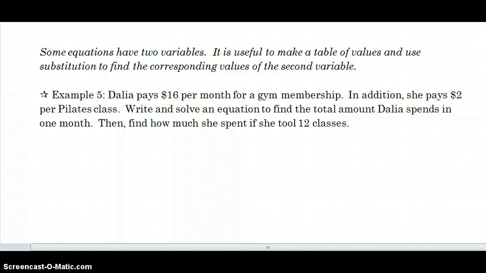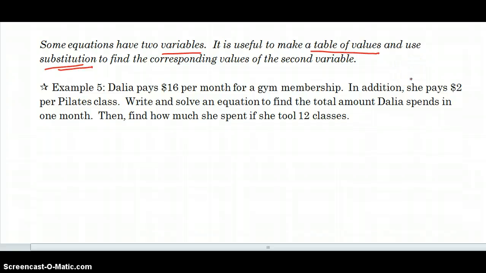Some equations have 2 variables. Okay, that means maybe an x and a y, or an m and an n, 2 different unknown values. It is useful when there's 2 to make a table of values and to use substitution to find the corresponding value of the second variable. So let's look at what they're talking about here.